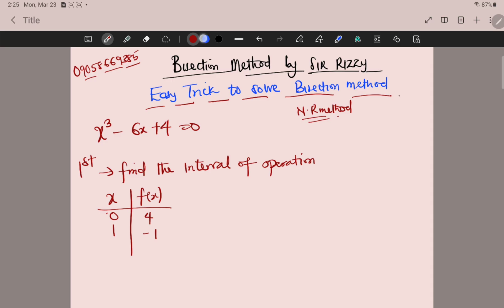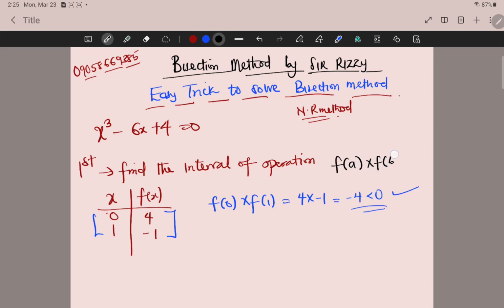So these two prove Descartes' law, because f of 0 multiplied by f of 1 is 4 times minus 1, which is equal to minus 4, and minus 4 is less than 0. So Descartes' law has been proved. Let's not forget that Descartes' law says f of a multiplied by f of b must be less than 0. Interesting. So the bisection method.